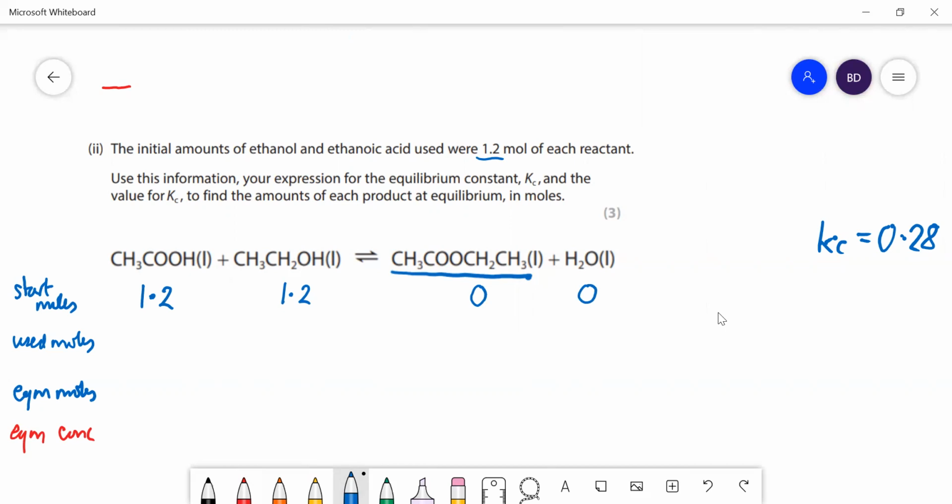Now let's say we're going to use up X of this. So we're going to use up X of that, and that means we've got to use X of ethanol because they react 1 to 1. We're not using any of those up. So at equilibrium, what we've got left over is 1.2 minus X, and 1.2 minus X there. And here we will have formed X moles of ester and X moles of water.